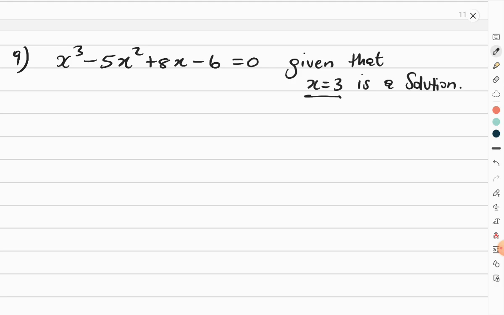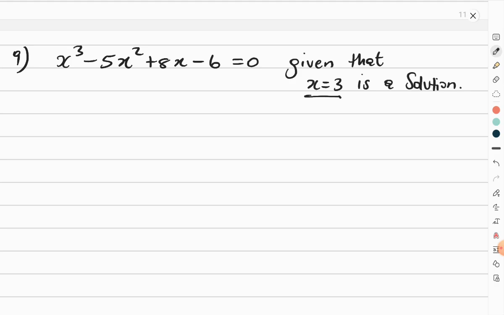If 3 is a solution, that means when you put the value of 3 in the place of x, definitely you are going to get the remainder, which is equal to 0. The fact that this is a solution means that if you put it in the place of x, you are going to get 0. Otherwise, if it gives you something non-zero, then x equal to 3 may not be the solution of this problem. So what do you do when we have the solution already?